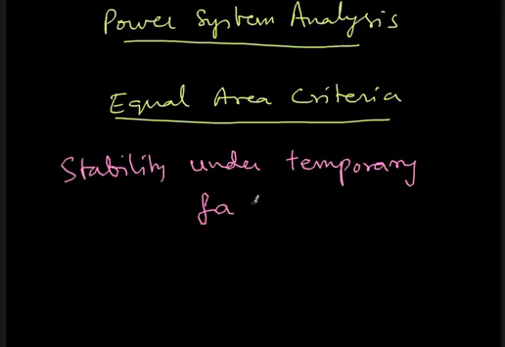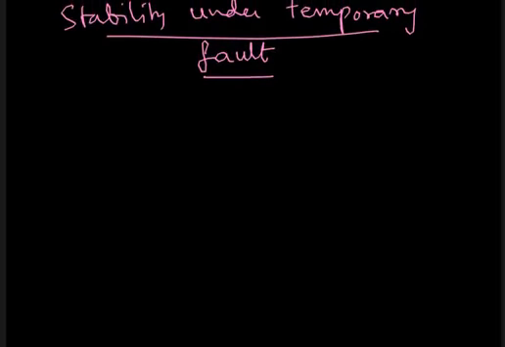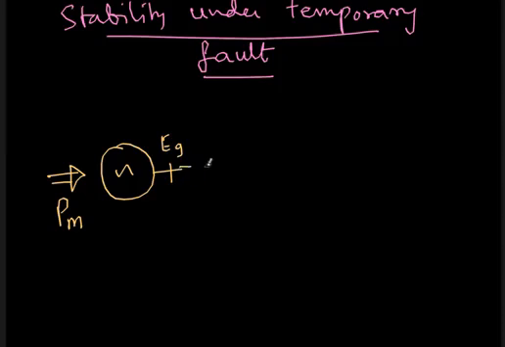It is a fault for a small time duration, after which the fault is cleared, and then we are asking the question: is the synchronous machine maintaining stability or not? So let me explain it further with a diagram. So this is the mechanical power input given to the synchronous machine, and I am generating some EMF inside that, and then there is, although I am showing it outside, the internal impedance of the synchronous machine. So let's denote it by jX.